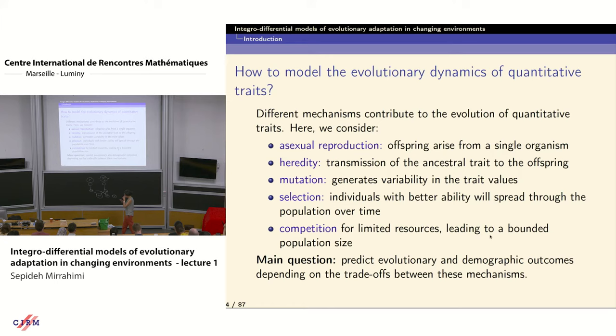And then what we will try to do is to predict the evolutionary and the joint evolutionary and demographic dynamics of the population depending on the trade-offs between these mechanisms. Okay?